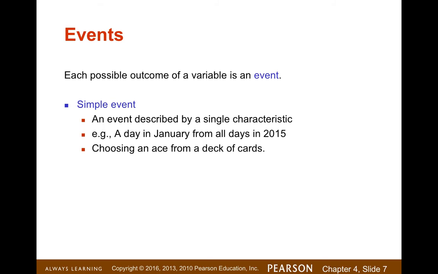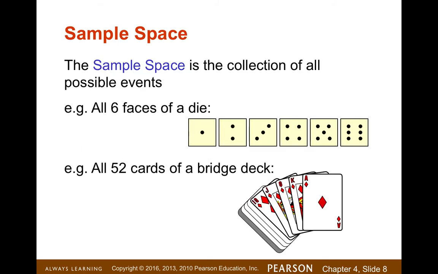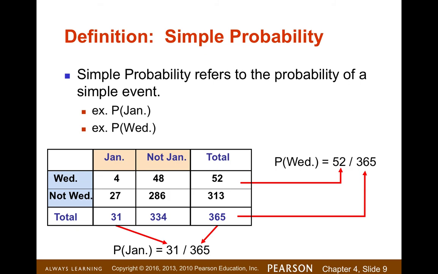So a simple event may be that you're playing a roulette wheel, and the simple event is the ball going in a black slot. Sample space is a collection of all possible outcomes. If we're rolling a die, you have 6 sides. If we have a standard deck of cards, which they call a bridge deck, you have 52 cards: aces, kings, queens, diamonds, spades, and all that stuff. Simple probability refers to the probability of a simple event. And guys, again, don't forget, it's random.